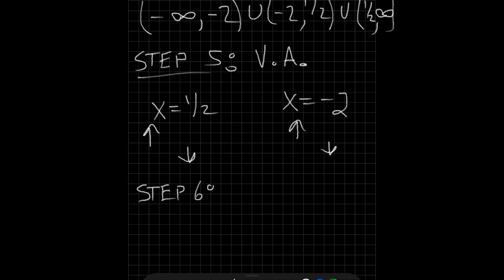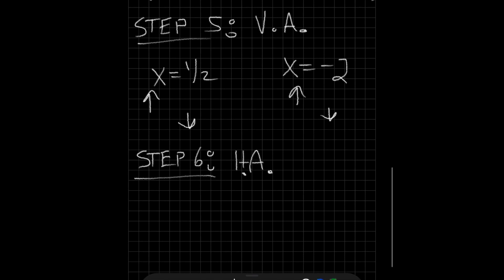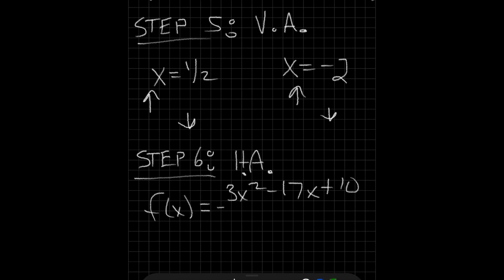Step 6 that I check for, I want to see what horizontal asymptotes I have. So if we take a look at our function, we have a degree of 2 in the numerator and a degree of 2 in the denominator. So let me show you what I mean by that. Before we factored it, we had this form.